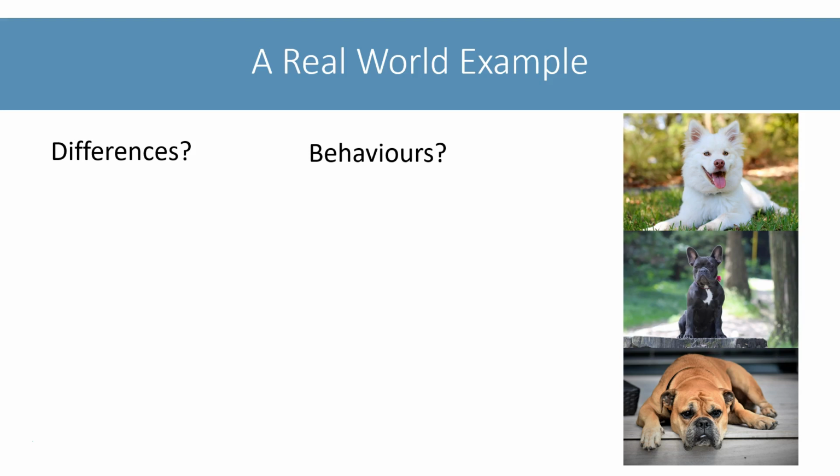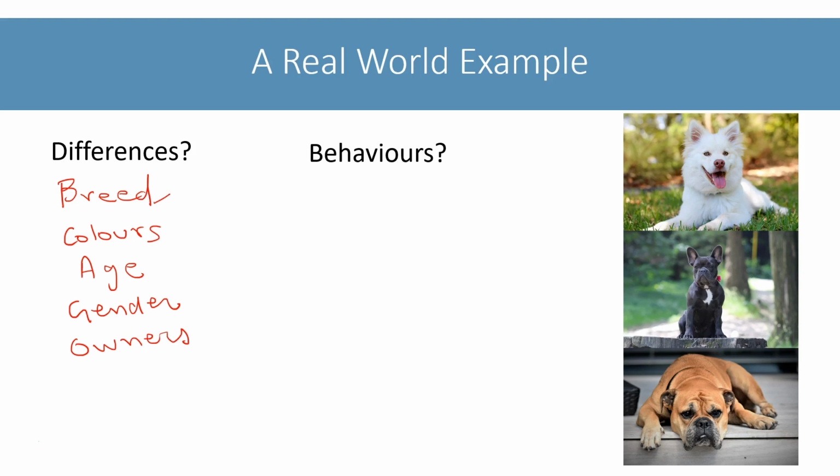Each dog is of a different breed. They have different colors. Their age looks to be different. Maybe some are male, some are female. They might have different owners as well. So, breed, colors, age, gender, owners, these might be some of the things that are different for these dogs.